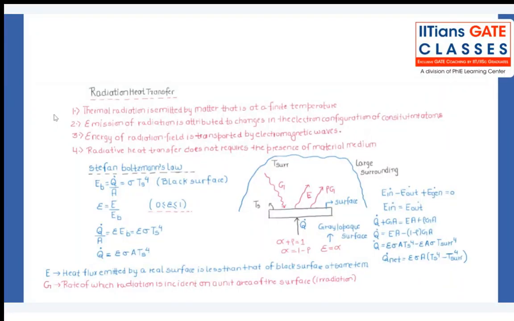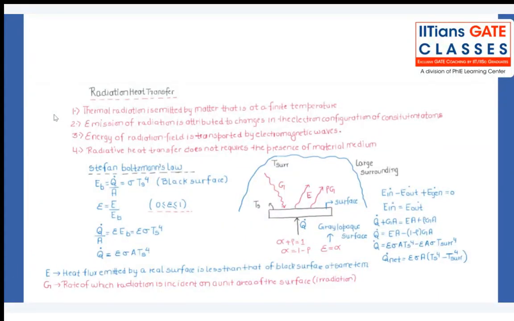Even if there is no material medium, there is perfect vacuum, then also radiative heat transfer can happen. Let us say you have one plate, which is a hot plate, and that is facing another plate, which is a cold plate. Okay. And you put these two plates in perfect vacuum. What will happen?